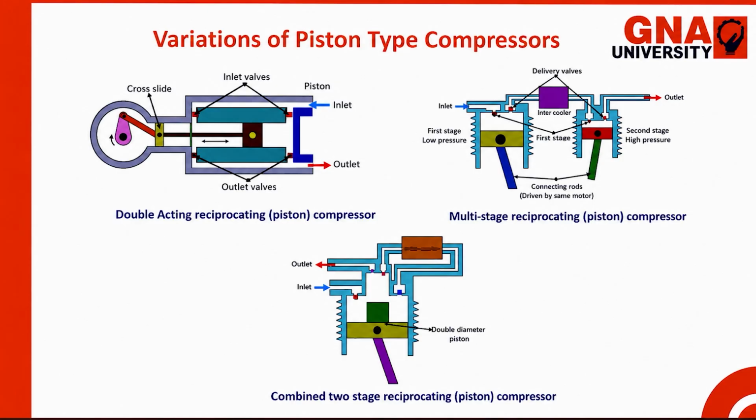Now, the third variation of this type of piston compressor is the combined two-stage reciprocating piston compressor. Now, what is there? If you see the multi-stage reciprocating compressor here, there are two different stages, and between these two stages we have an intercooler. There are two piston-cylinder arrangements, but what is the disadvantage? It makes the construction of the system more jumbled. So to overcome that, we have the combined two-stage reciprocating piston compressor.